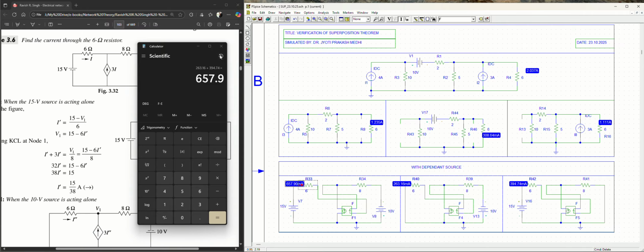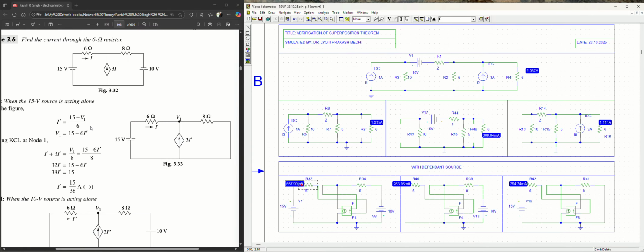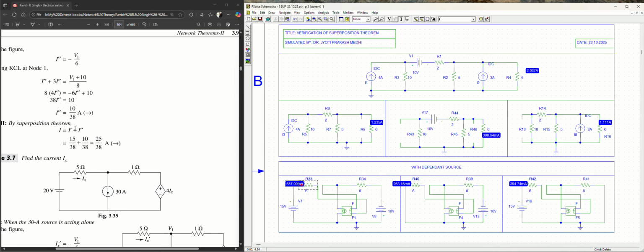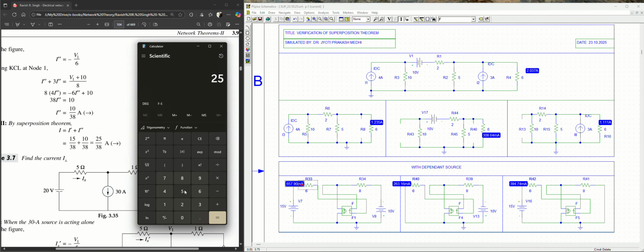So the superposition theorem is verified. Now if you want to see the solution, it is 25 divided by 38, the total value. Let's see what 25 divided by 38 is. It is 0.6578, which is in ampere, so it will be 0.65790 ampere. Okay, so the superposition theorem is verified.